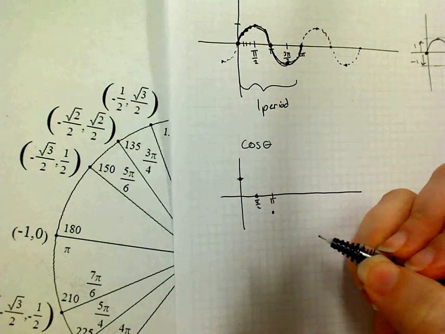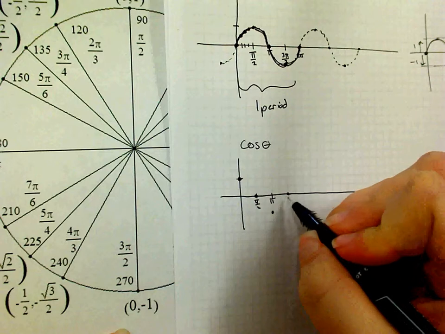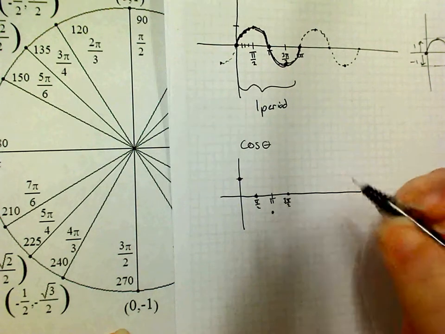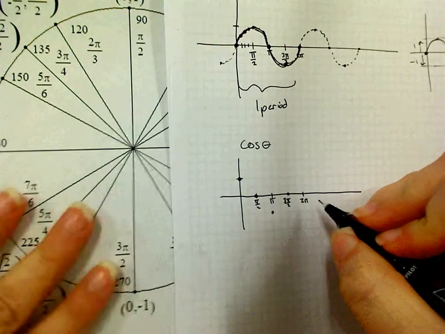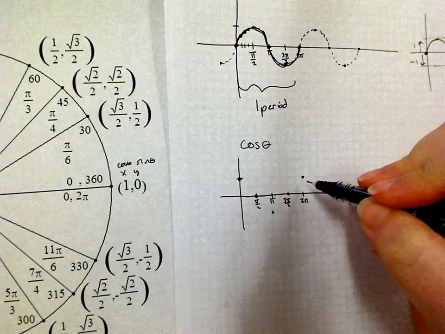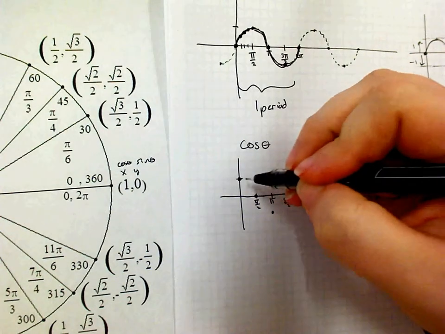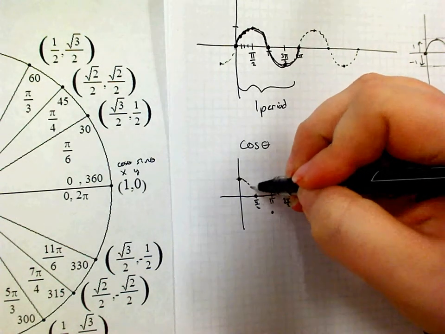At 3/2 pi, cosine is back at 0. And then at 2 pi, cosine is back at 1. So when I end up where I started at 1, that is the end of the wave, okay? So I would sketch it by drawing my wave.